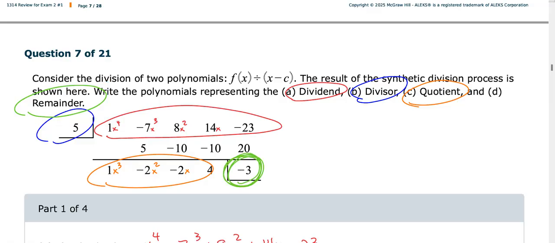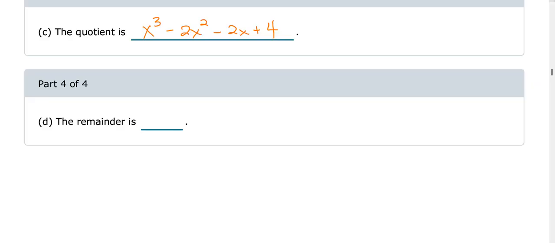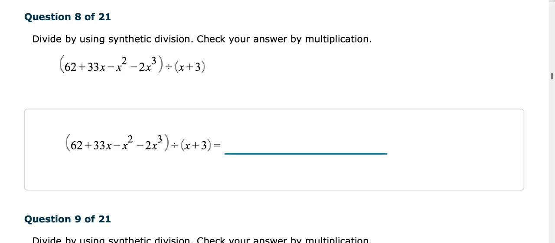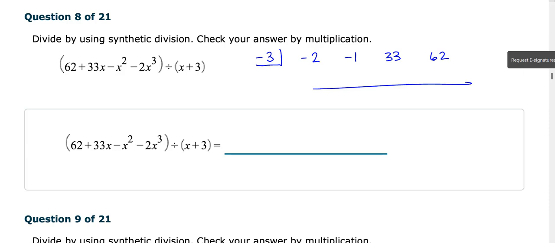Number 8, divide by using synthetic division. Check your answer by multiplication. So when we do synthetic division, we've got to put it in the right order. We've got an x cubed, x squared, x, and a constant. So I need to write that -2x cubed minus 1x squared plus 33x plus 62. And that's getting divided by x plus 3. Remember you set x plus 3 equal to 0 and solve for x. x equals -3. That's what's in your little half box. Now we go play the game.